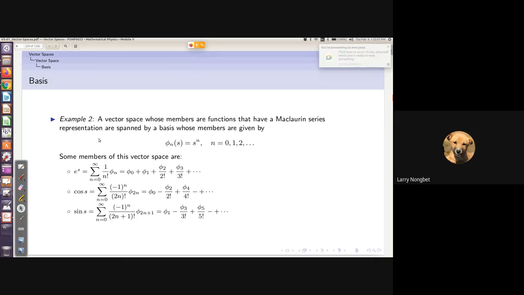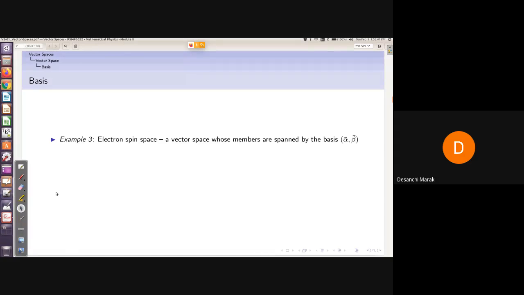It has n dimensions, sir. No, it's infinity. Because you see the basis, how many members are there in the basis? Phi n, how many possible values of n are there? Infinity, no? Infinite n values. So the basis has got an infinite number of members. So this is an infinite dimension vector space. Understood? There are infinite number of basis members.